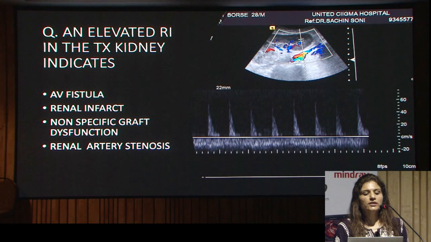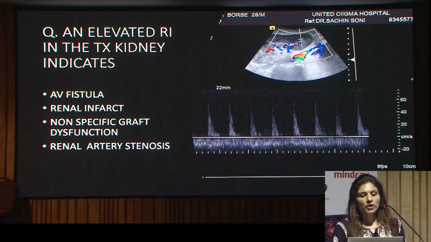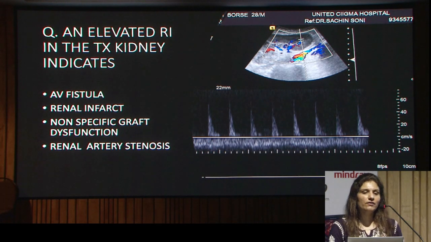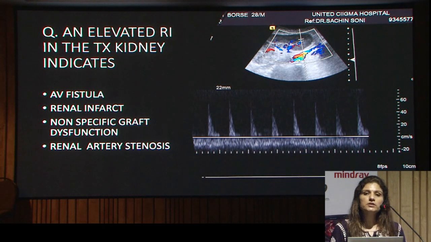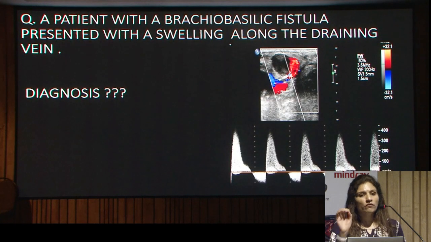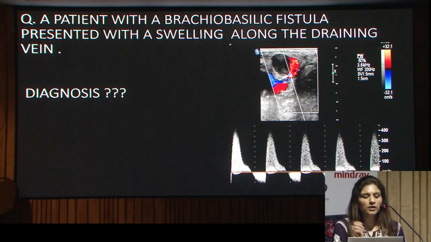An elevated RI in the transplant kidney indicates AV fistula, renal infarct, non-specific graft dysfunction, or renal artery stenosis. Non-specific graft dysfunction, yes, we need to go ahead with a biopsy, because differentiating amongst the causes of non-specific renal graft dysfunction like ATN or rejection is not possible. So anything which is showing an altered echogenicity with a high resistance flow within the transplant kidney, do think of non-specific graft dysfunction.